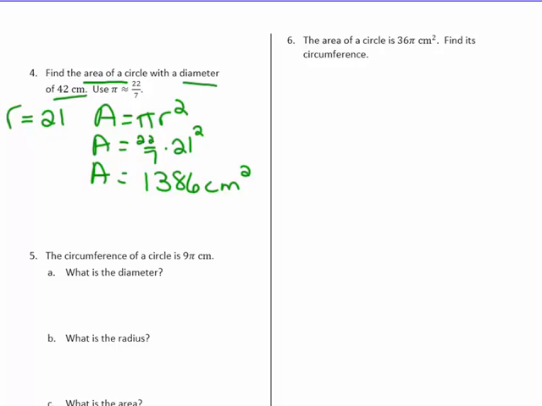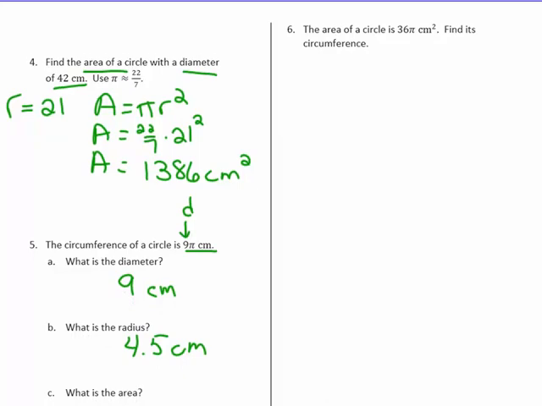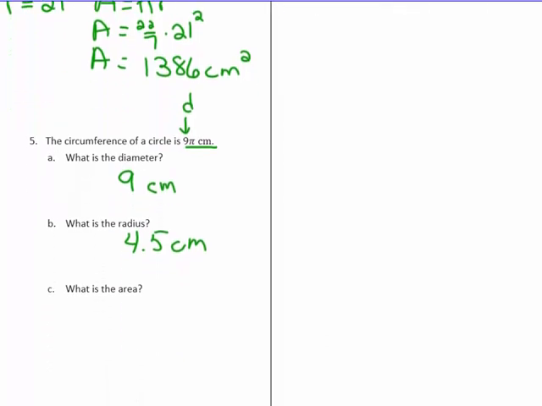All right, the circumference of a circle is 9 pi centimeters. What is the diameter? Remember, when they give you the exact, this number is your diameter. So the diameter is 9 centimeters. What is the radius? The radius is half of that, 4.5 centimeters. So now, what is the area? Now that I have the radius, I can find the area. Area equals pi r squared.